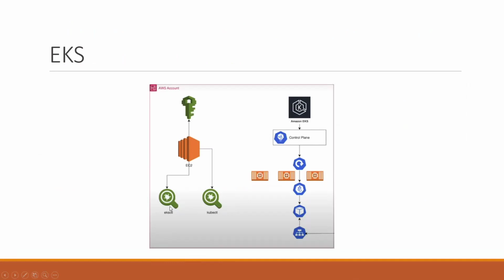In the EC2, you need to install eksctl and kubectl. So if you want to connect to Amazon EKS, you are just connecting from this EC2 to EKS. There is a control plane. In the control plane, there is a master node and worker nodes, right?